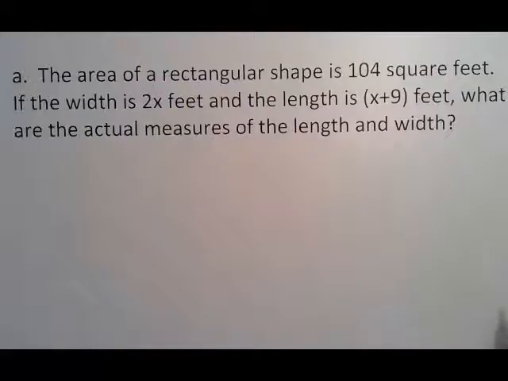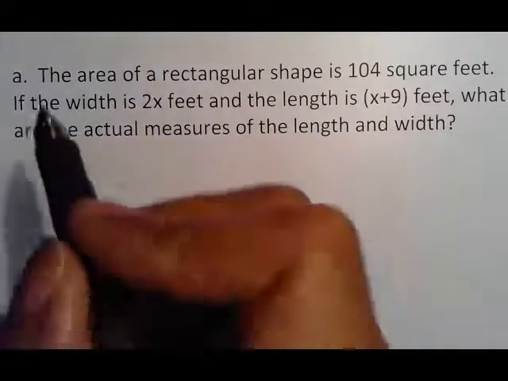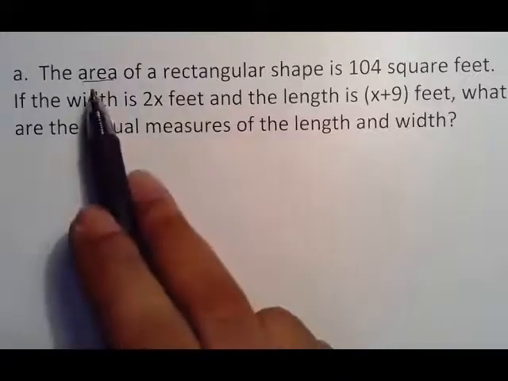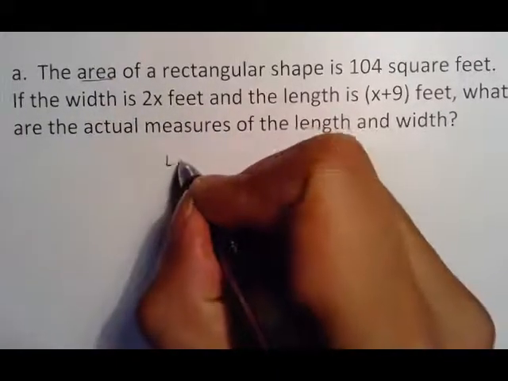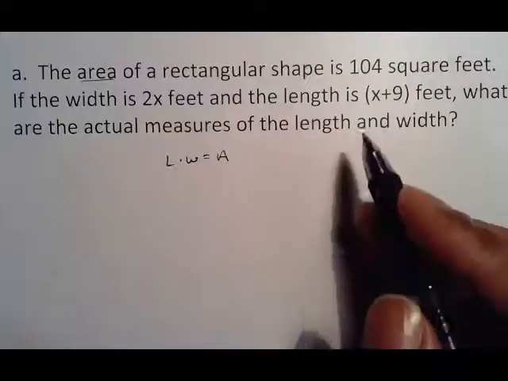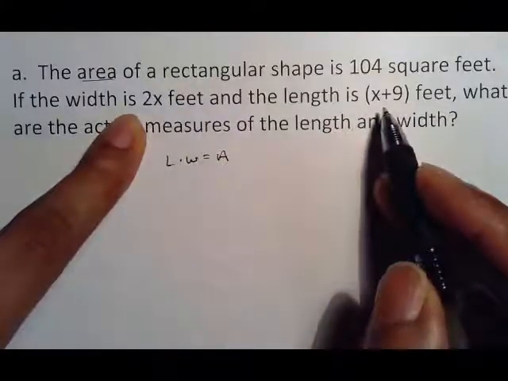So if you see something that says the area of a rectangular shape is 104 square feet, the width is 2x feet and the length is x plus 9 feet, they want the actual measures. What you want to do in this problem is recognize that area is found by taking length times width. So length times width equals area. And notice that they give me the length and width here.